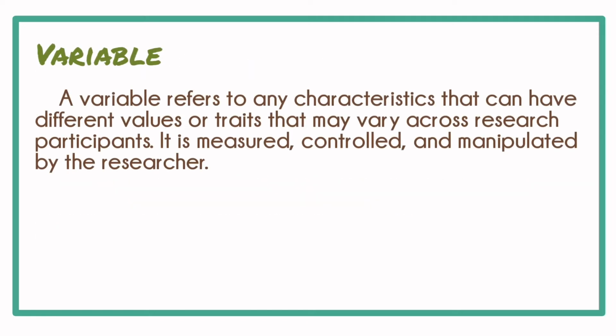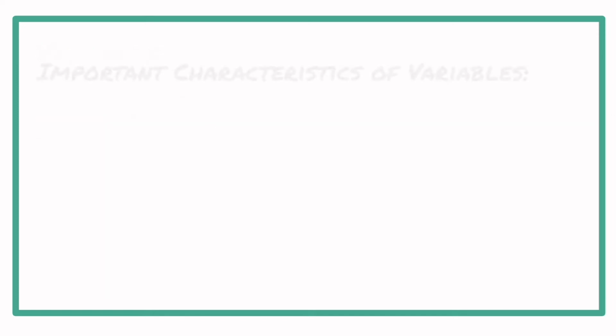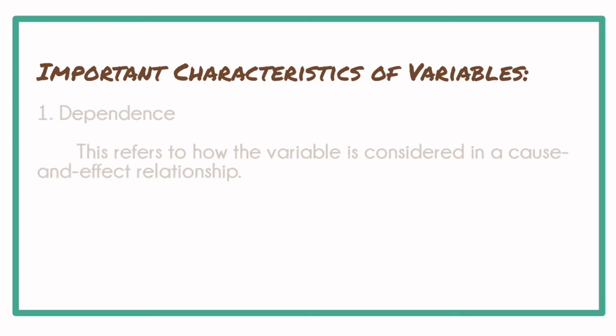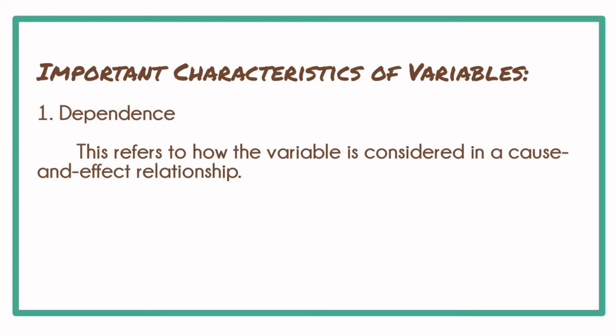A variable refers to any characteristic that can have different values or traits that may vary across research participants. It is measured, controlled, and manipulated by the researcher. Examples are age, gender, height, and weight. Variables have the following important characteristics. First, dependence. This refers to how the variable is considered in a cause and effect relationship.